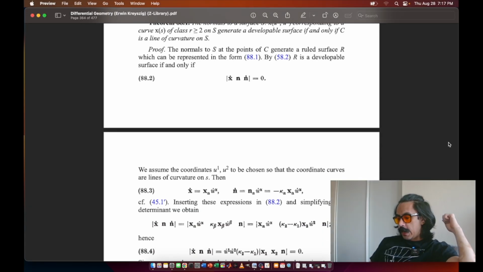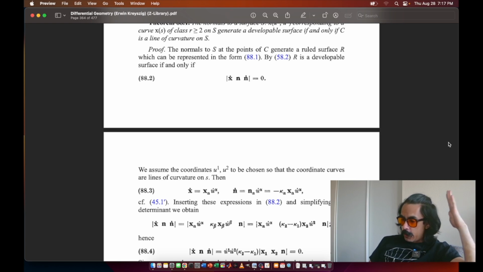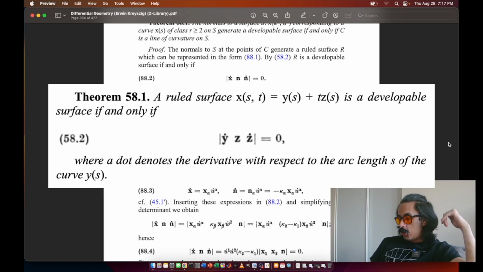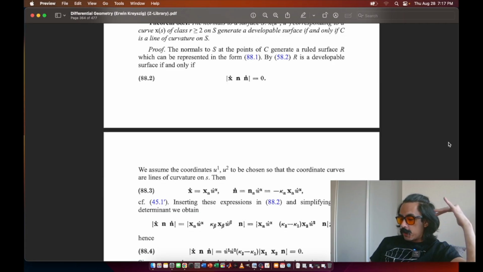The normals to S at the points of C generate a ruled surface, capital R, which can be represented in the form given above, the vector y in terms of s and t, by expression 58.2. Capital R is a developable surface if and only if the determinant, where we have entry-wise column vectors x dot, then n, and then n dot, is equal to 0.